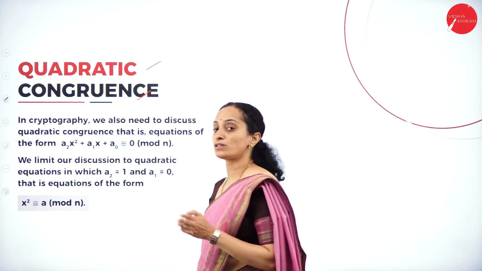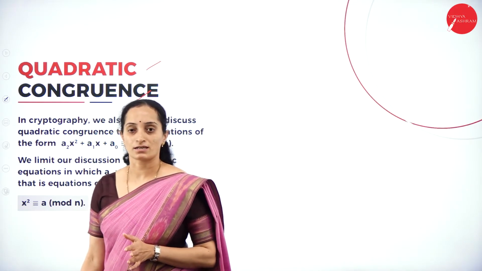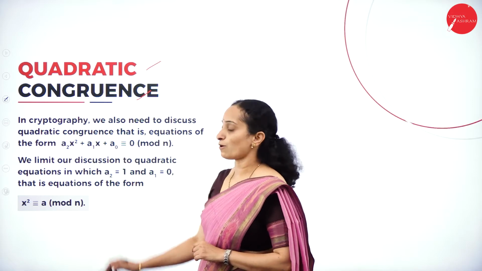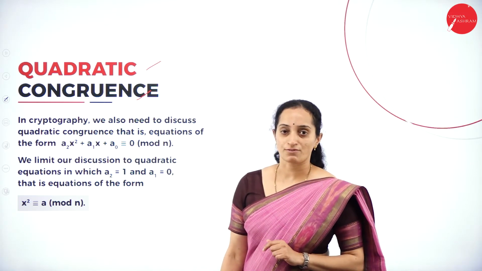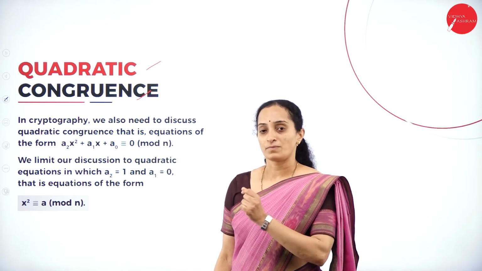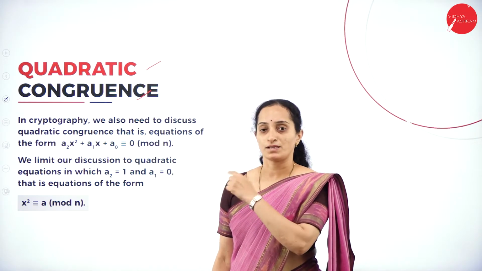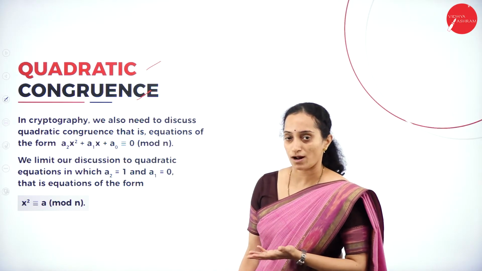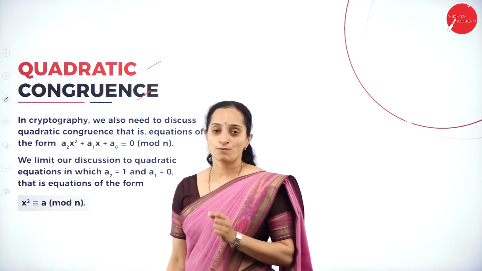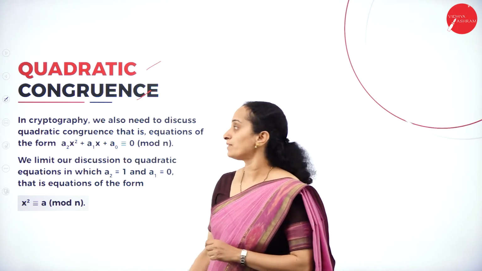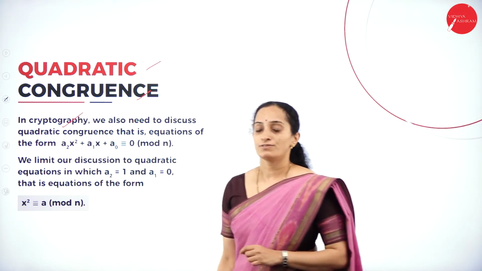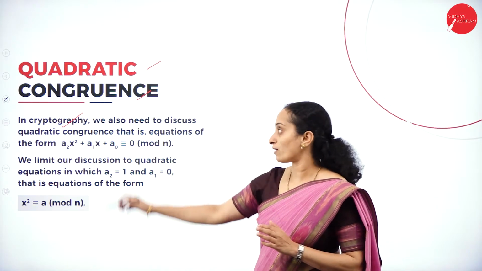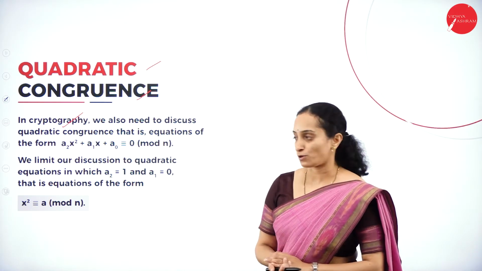Then we have another concept known as quadratic congruence. We know about the congruent operations, isn't it? So we are applying that congruent operation to the quadratic equation a x square plus b x plus c equals 0. So this is the quadratic equation. The same quadratic equation will be applied with the congruence operation. So we have many applications of quadratic congruence in cryptography.